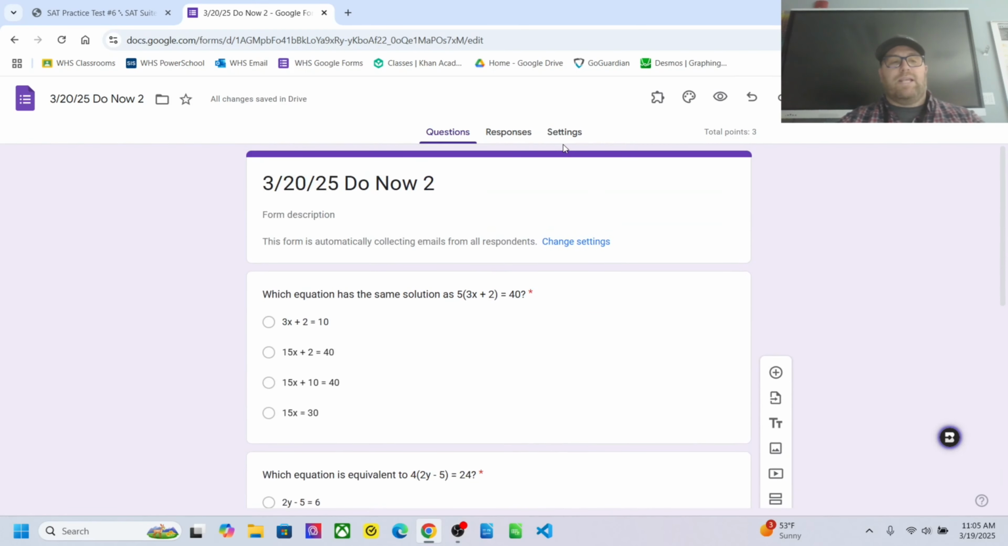And again, I would go through the settings, set it all up. And then once you want to bring this into a Google Classroom, you can create an assignment and bring in this form from your drive.